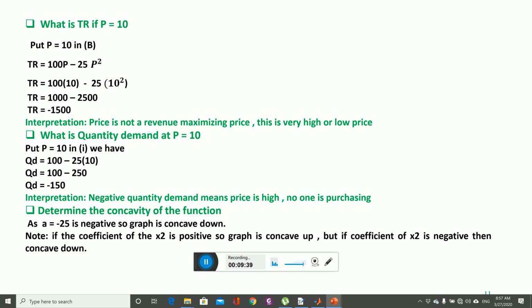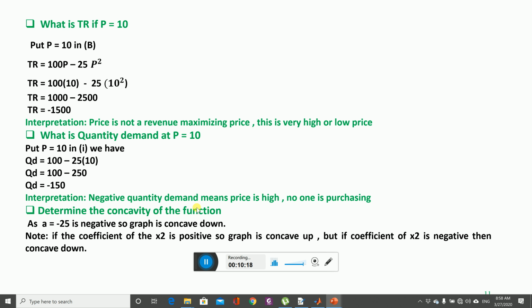That is why the revenue and demand of the company are both negative. Price is very high, this is not the revenue maximizing price, no one is ready to purchase at $10. That is why the quantity demand is negative, and when the quantity demand is negative, people are not demanding, definitely revenue will be negative, company will be in loss. Now we are coming again toward the interpretation. Negative quantity demand means price is very high, no one is purchasing, that is why demand is negative.